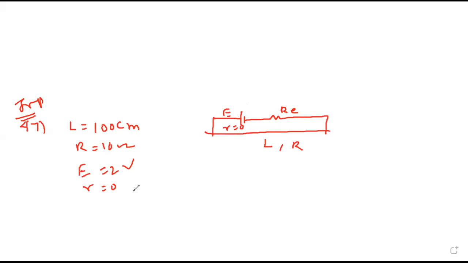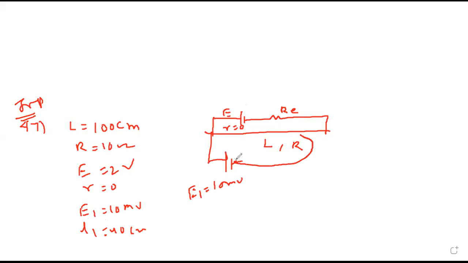A source of EMF of 10 millivolt is balanced. So I will call that E1. This is 10 millivolt. I will call this E1. Gets balanced against length of 40 centimeter. What is that external resistance?